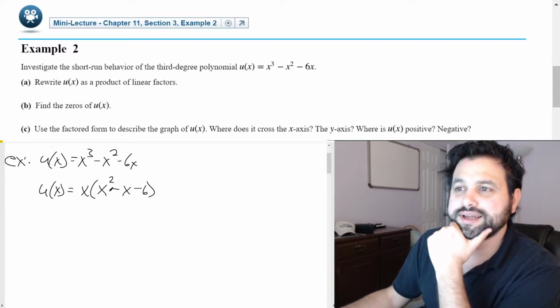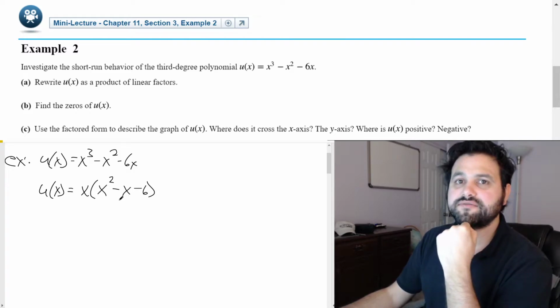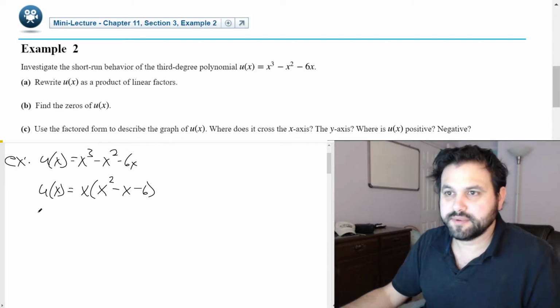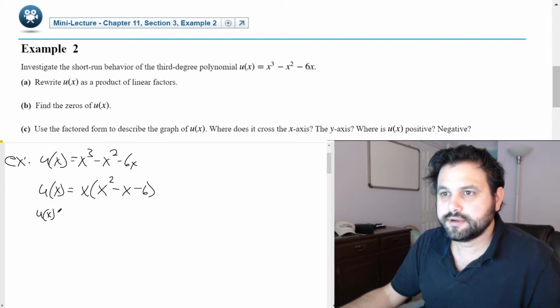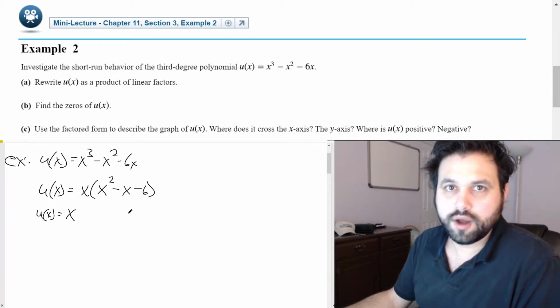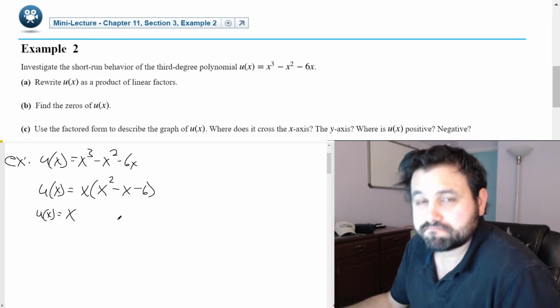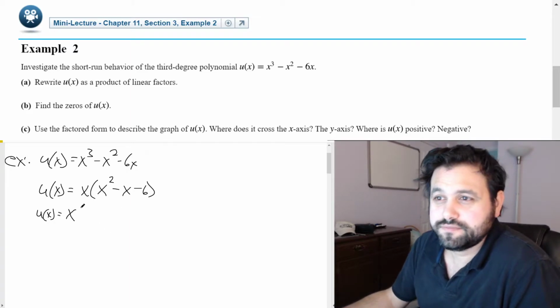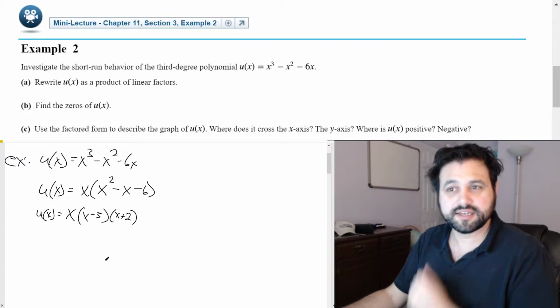So x squared minus x minus 6 can be factored further. This would be now sum product factoring. So we have our x out front still, but what is this going to factor into? What numbers multiply to negative 6 and add to make negative 1? Negative 3 and positive 2. So we get x minus 3 and x plus 2 as our factors.